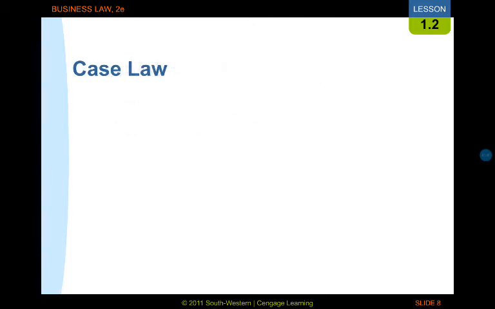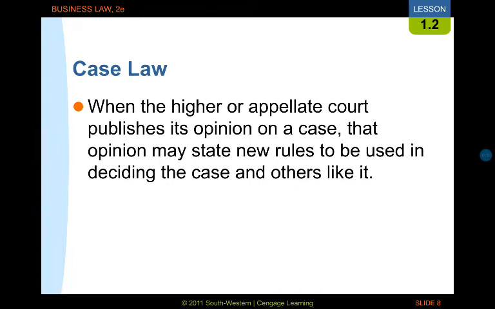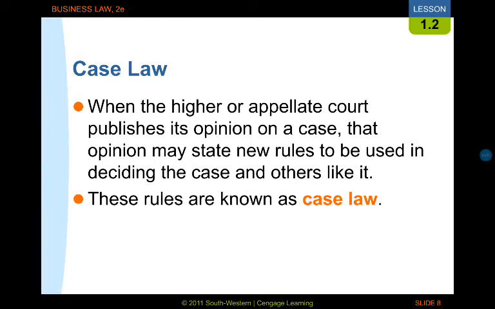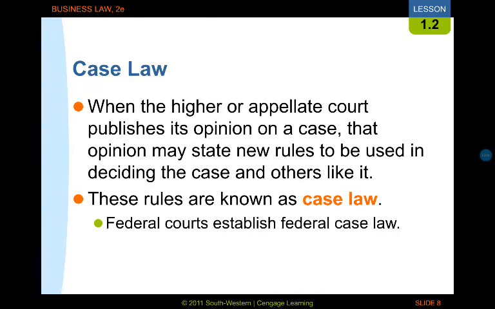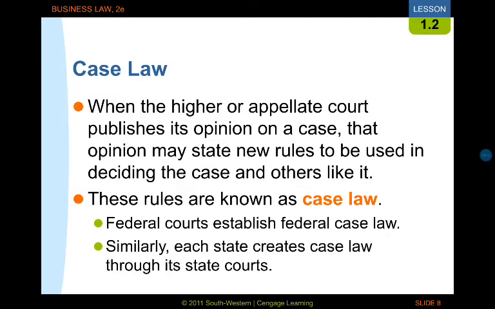Case law. When a higher or appellate court publishes its opinion on a case, that opinion may state new rules to be used in deciding the case and others like it. These rules are known as case laws. Federal courts establish federal case laws. Similarly, each state creates case law through its own state courts.